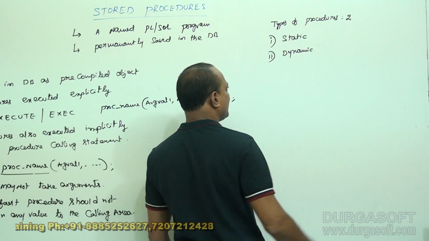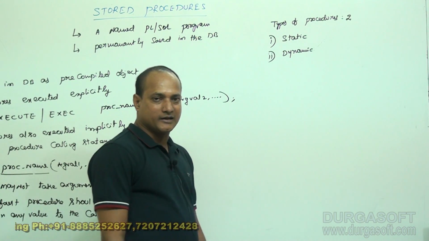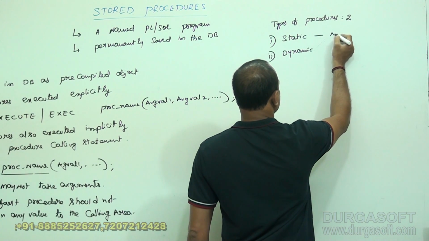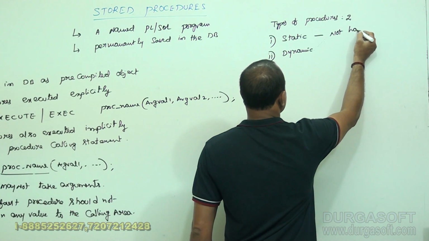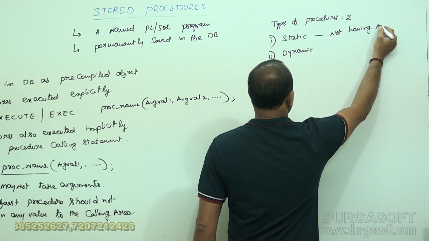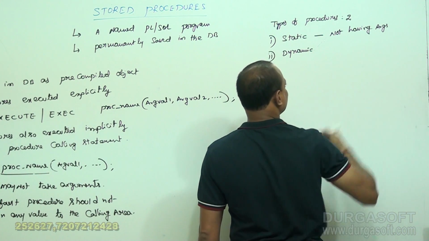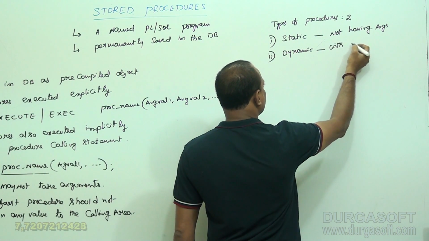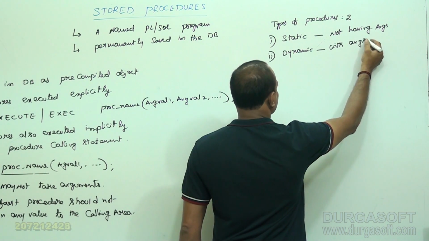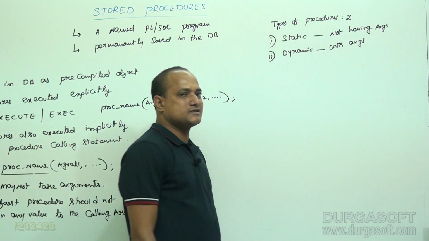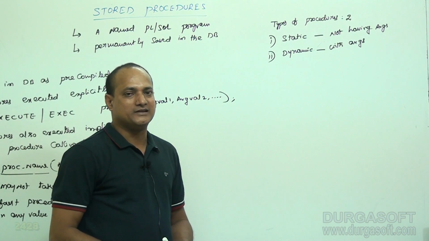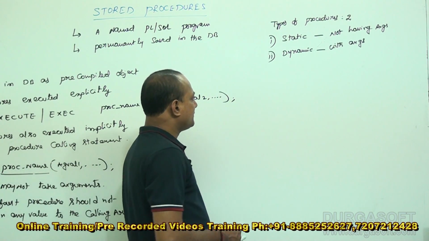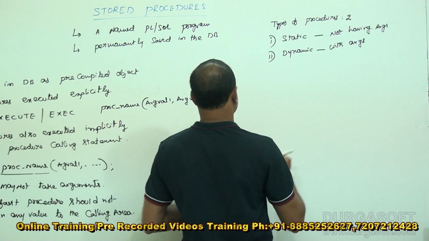First one, static, and second one is dynamic. Static, not having arguments. Dynamic, a procedure created with arguments. Procedure created with arguments is called as dynamic. And what is the structure of procedure?